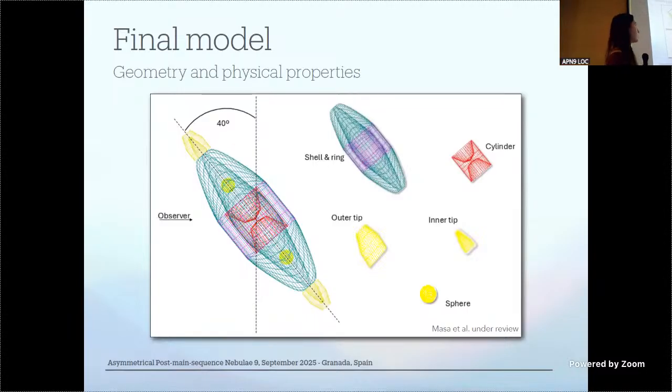Our model is made of 6 different structures. The main shell that is divided in the equatorial area of the ring, a central cylinder that goes inside the center of the nebula and gives the shape of the base of the lobes. The spheres, which play the role of the knots with ionized gas that are put inside the shell, and the tips at each end of the nebula that have a double layer structure with an outer part and an inner part.